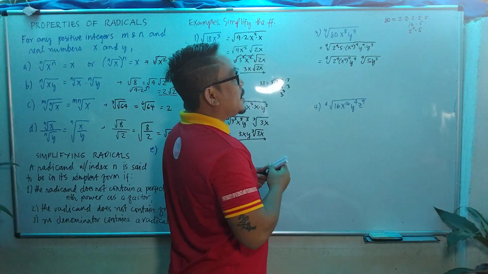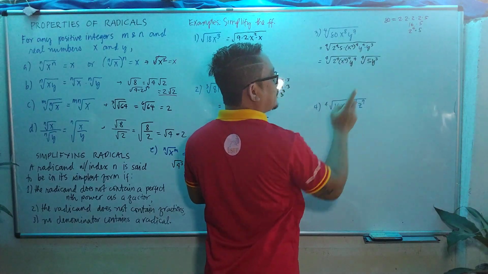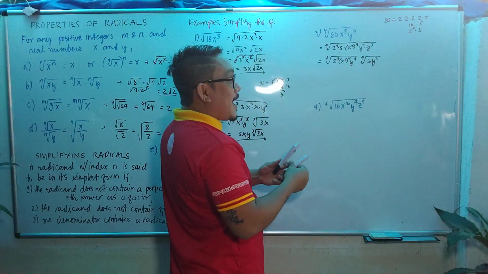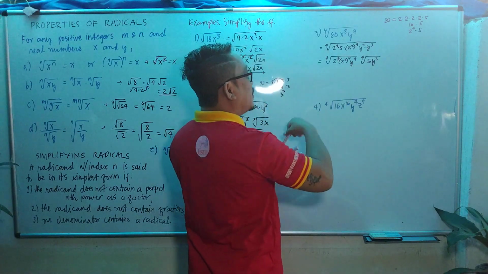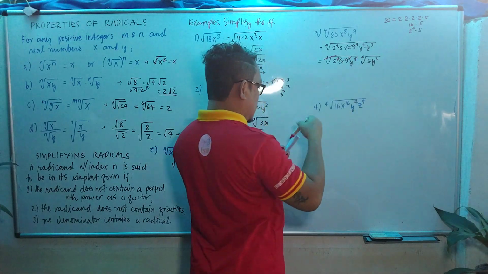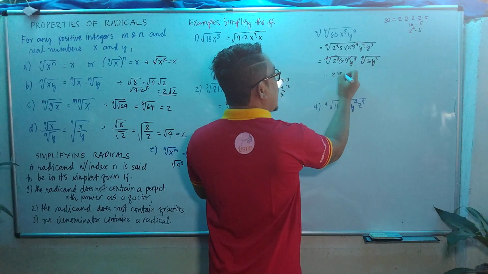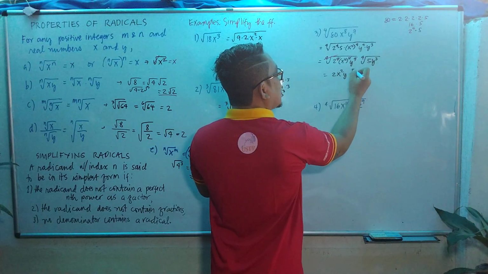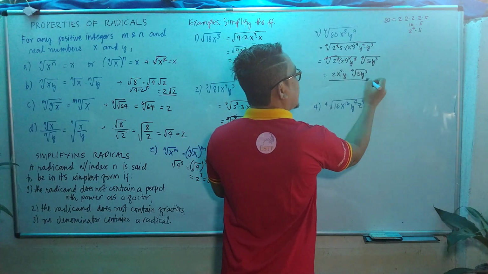Okay, can you follow? Those without the power of 4 are 5 and y cubed. Then, from here, we can cancel the radical, since it is raised to the power of 4. So, we can cancel the radical and the power 4. What remains is 2x squared y times the fourth root of 5y cubed. Okay?